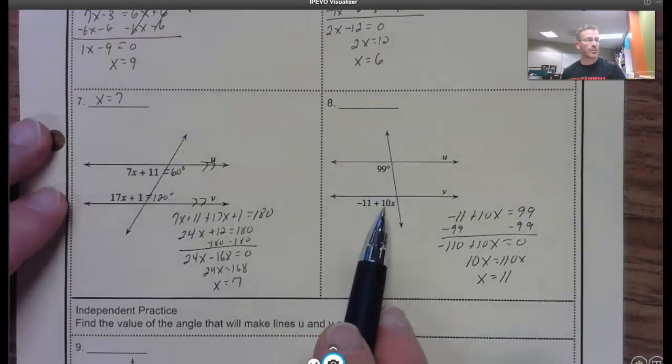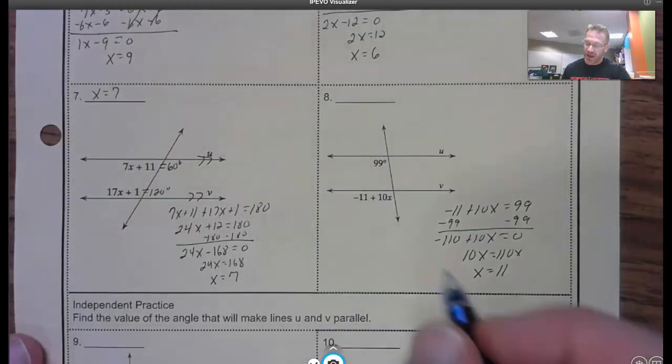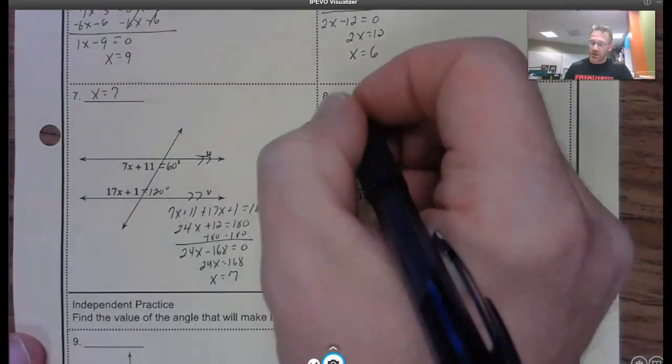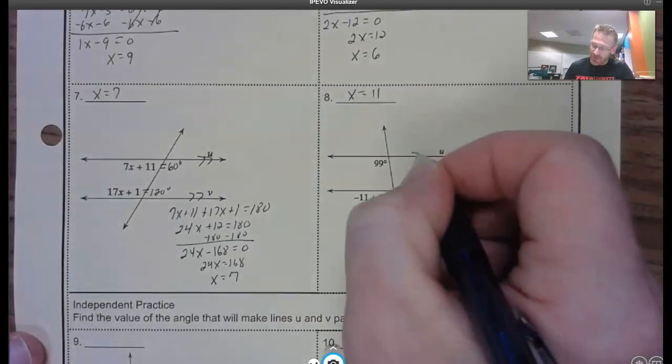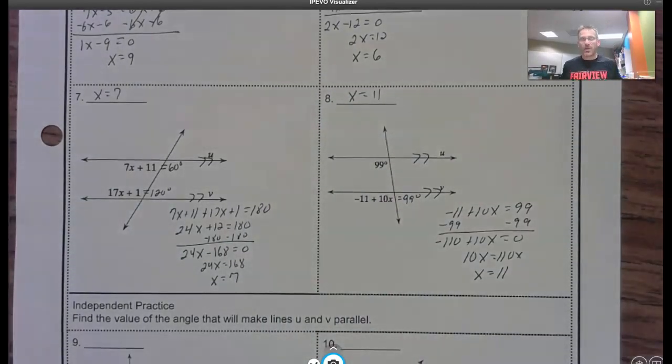So if I do 10 times 11, I get 110. And then if I subtract 11, I get, in fact, 99. And so that means that we definitely want x equals 11 if we want these two lines to be parallel. That wraps up our lesson on how to determine if lines are parallel.